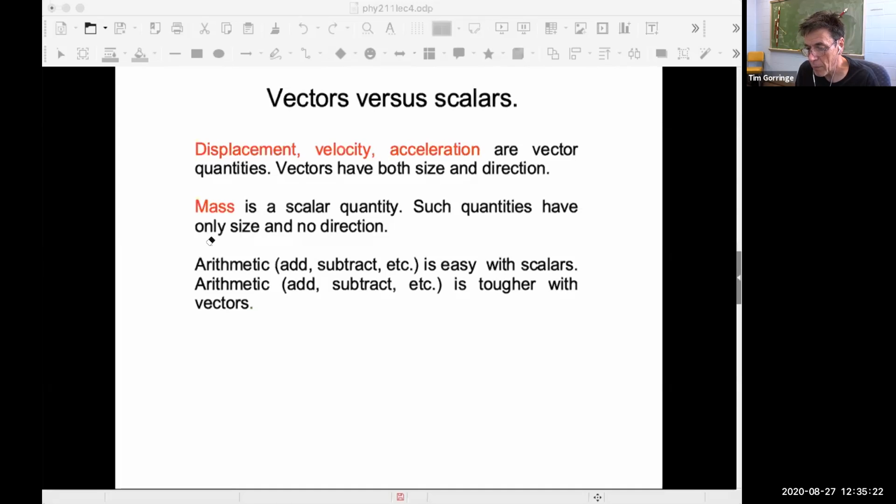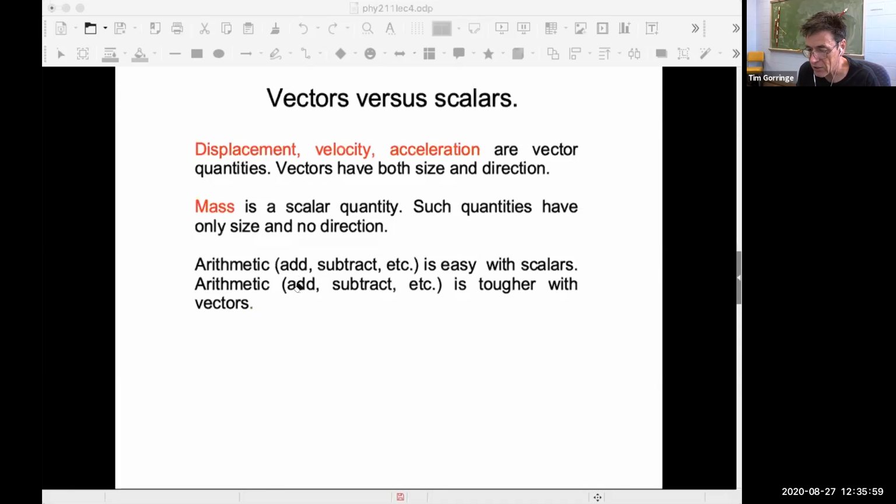A scalar is a quantity that has only size, no direction. Mass is a classic example of a scalar. Mass is the example of the scalar we've already met. And so that's going to be a scalar that comes up, I'm sure, in almost every class. And adding scalars together, doing arithmetic with scalars is easy. It's easy to add 1 kilogram to 2 kilograms to get 3 kilograms.